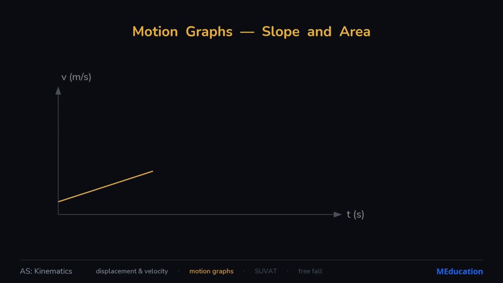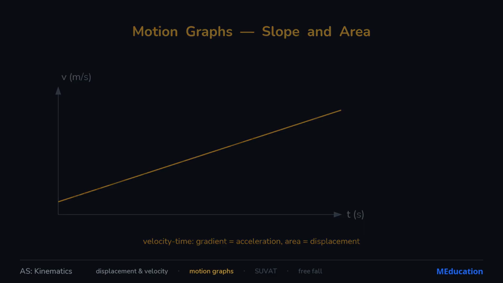The velocity time graph is even richer. Its gradient is the acceleration, and the area underneath it is the displacement. So a single velocity time graph hands you both how the motion is changing and how far it has gone. Read the slope, then read the area, and the whole story is there.